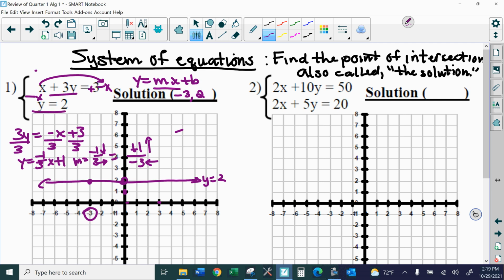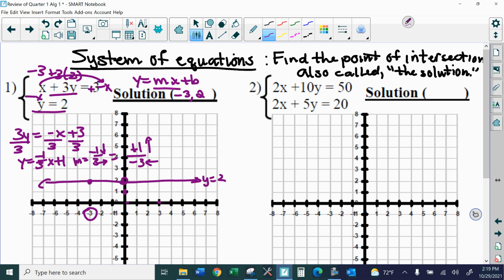Plug it in. Negative 3 plus 3 times 2. 3 times 2 is 6, minus 3 is 3. And I get it right. So I can check all these answers by plugging it back into both equations. It has to work for both. If it only works for one, it's not right. It has to work for both equations.